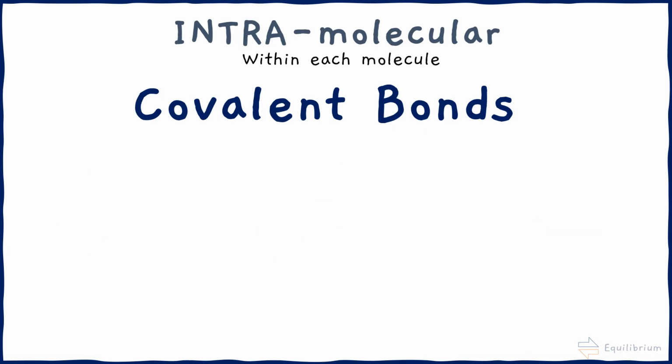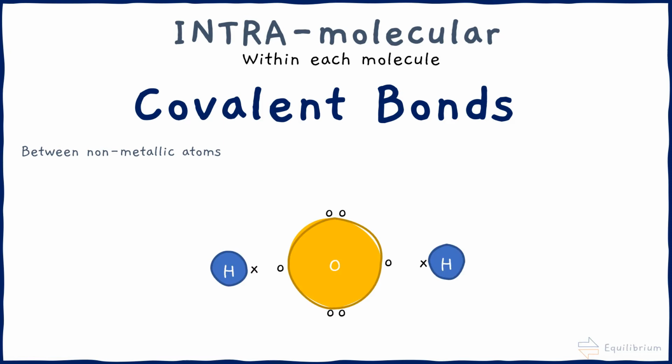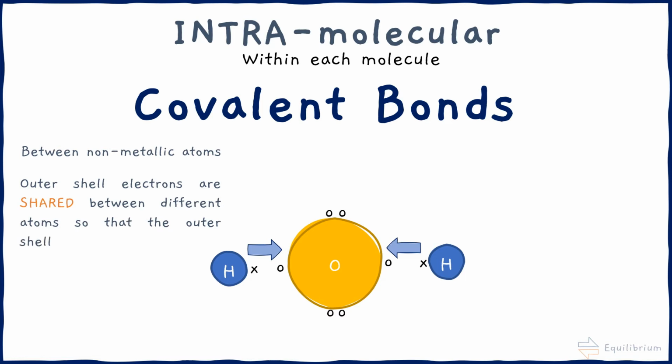Let's find out more about covalent bonds. Covalent bonds are bonds between nonmetallic atoms. An example of this is bonds in the water molecule. The aim in covalent bonding is to create stability between the atoms. This is done by the sharing of outer shell electrons between different atoms so that the outer shell has 8 electrons. This is known as the octet rule.